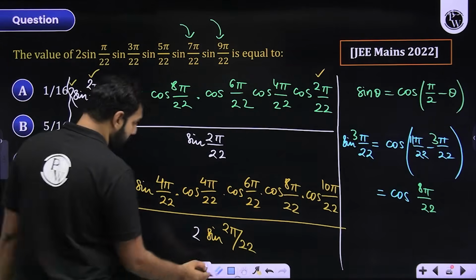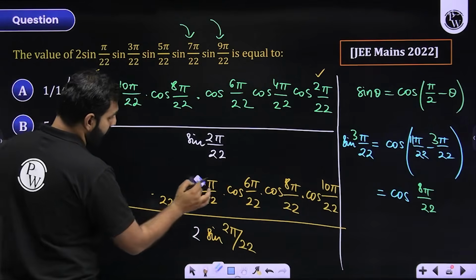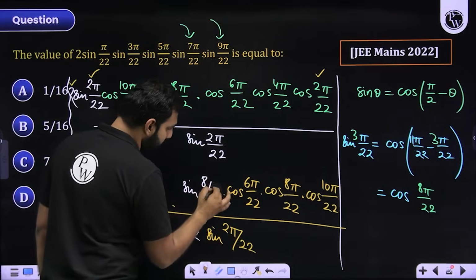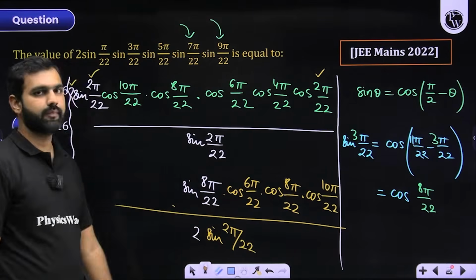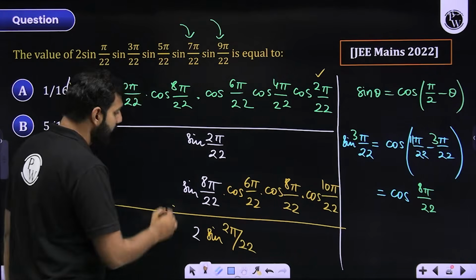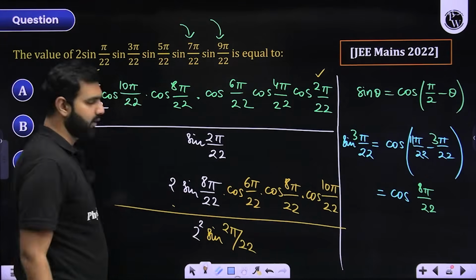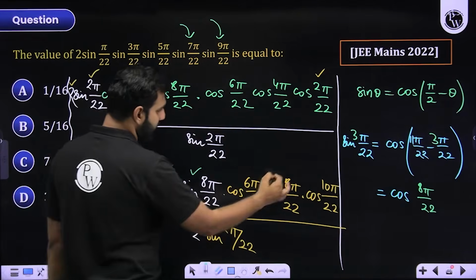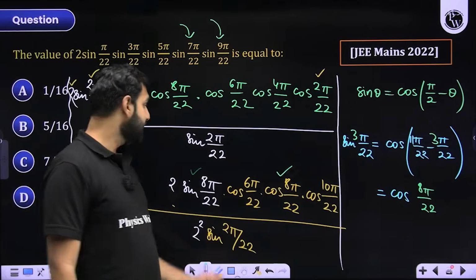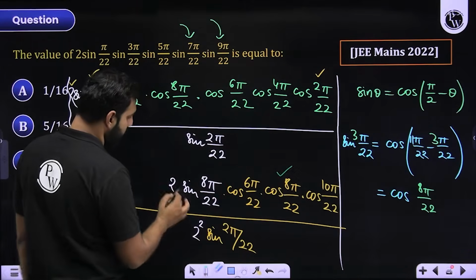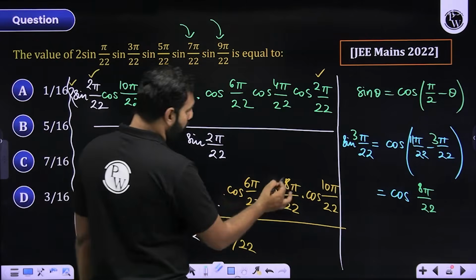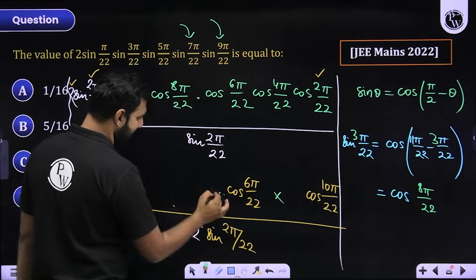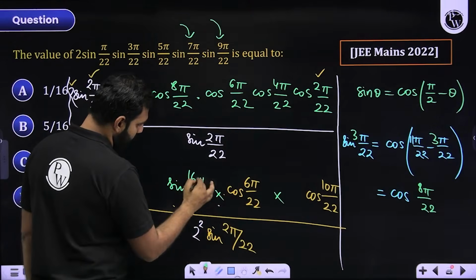So can I again not replace 2 sine 4 pi by 22 cos 4 pi by 22 by sine 8 pi by 22? I hope there is no confusion. Now, similarly, I'll again multiply and divide by 2. When you do that, are you not seeing again a pattern, 2 sine theta cos theta, which is again sine 2 theta? So 2 sine 8 pi by 22 cos 8 pi by 22, can I not replace that by sine 16 pi by 22?